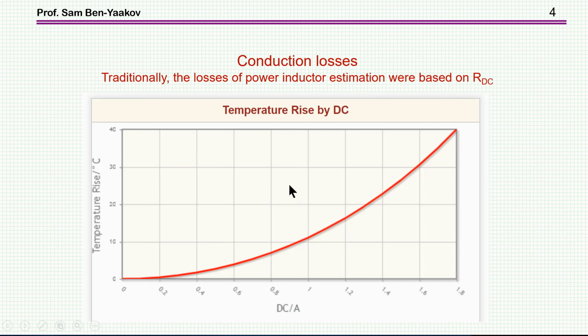Traditionally, the losses of a power inductor were primarily attributed to the DC current. Here is a typical curve that you'd see in many application notes and data sheets: the temperature rise as a function of the DC current passing through the inductor. This is due to the fact that the inductor includes an RDC, a resistive part, and therefore as current flows through it, there is power dissipation and the temperature will rise.